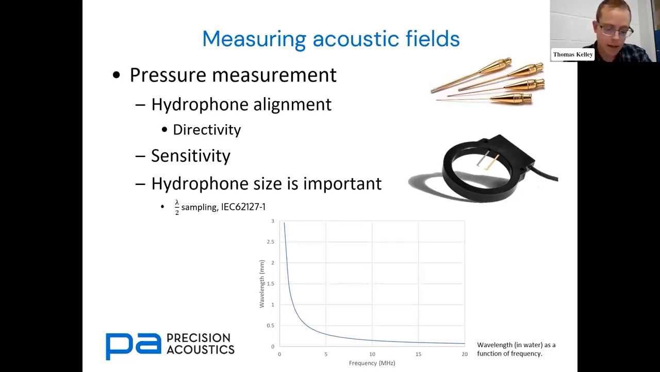Sensitivity is another key consideration. You must use a hydrophone with sufficient sensitivity to detect the signal you're trying to measure. If you're using a hydrophone with a sensitivity, for example, of 100 millivolts per megapascal, and the signal you're measuring is only a kilopascal, then you're only going to generate 0.1 of a millivolt from your hydrophone. So if your oscilloscope has a 1 millivolt resolution, you won't be able to see the signal at all. Hydrophones are not one-size-fits-all. Choose them very carefully in context with the transducer as well.